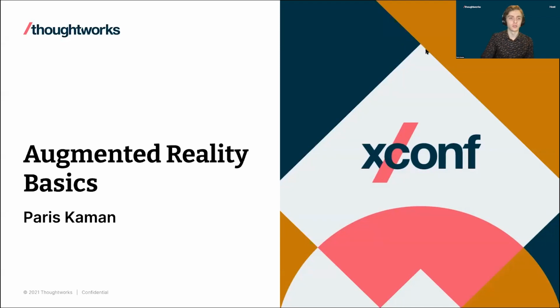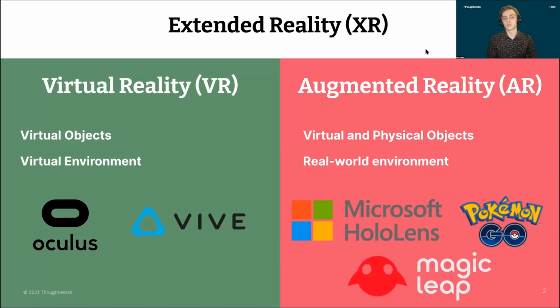So jumping right in. There's this umbrella term of extended reality. On one hand, you have virtual reality. In virtual reality, you're completely submersed in the virtual world, and you have virtual objects and a virtual environment. But in augmented reality, you'll have these virtual objects intertwined with some physical objects, and you have the real world environment here. So you might have a camera where you're seeing the actual physical location, but you have some pixels on top of that making an object. Or you might have a transparent display that you're seeing through, but you're seeing the virtual objects as well.